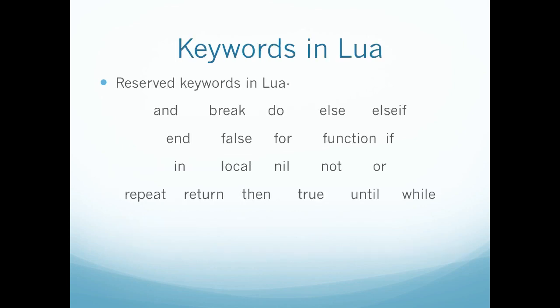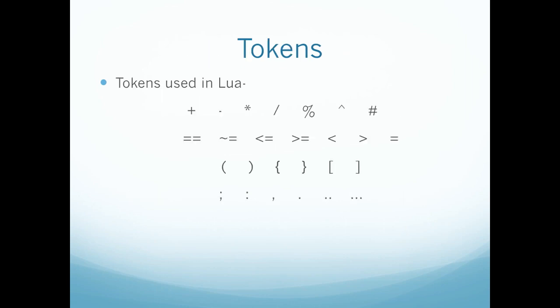So these are some of the keywords in Lua. We will be going through these later in the chapter. These are the words that are actually used directly in Lua, and they cannot be overridden. These are some of the tokens used. We'll also be covering a majority of these in the next hour. And these are also things that cannot be overridden, and they're part of the language directly.